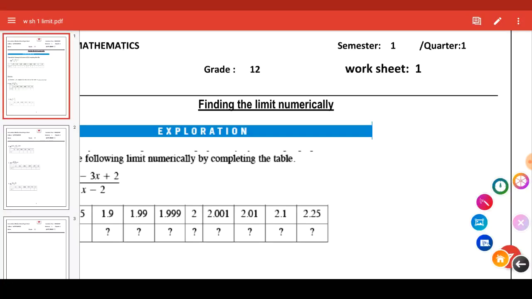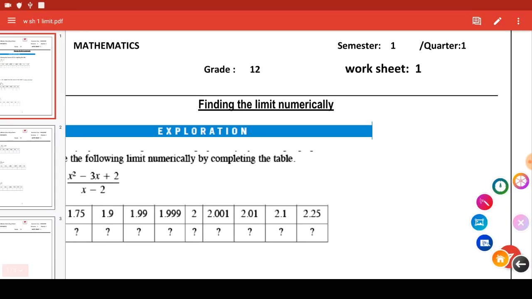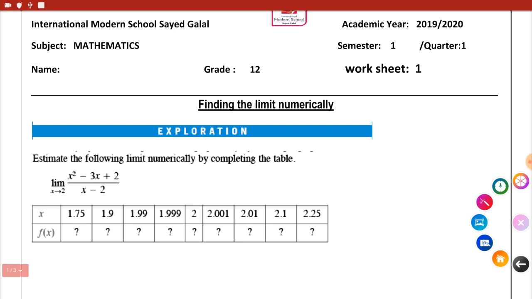Before I begin this lesson, we need to define some vocabulary. Like, what is the meaning of limit? Because our lesson today is talking about the limit of the function. We can find the limit of the function by different ways, okay? But before I talk about how we find the limit of the function, I have to know what is the meaning of the limit of the function.